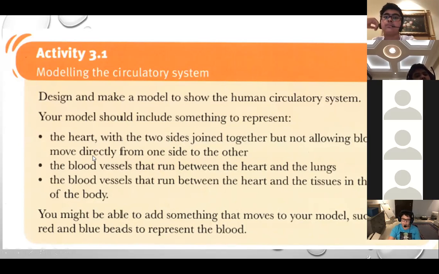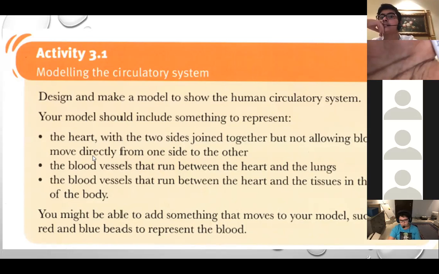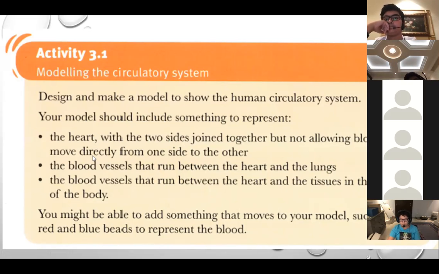Yes, the blood vessels, good question, Mark. The blood vessels means blood tubes, right? So the blood tubes have been named because they are doing two jobs. One which is delivering, one which is collecting. The one which is delivering, we call arteries. The one which is collecting, we call veins.